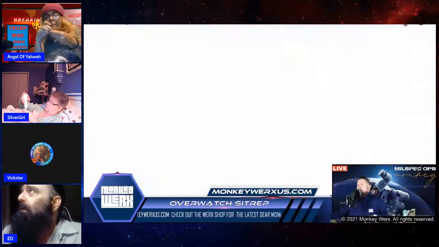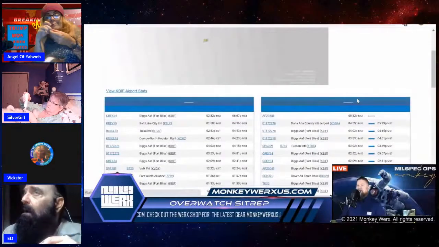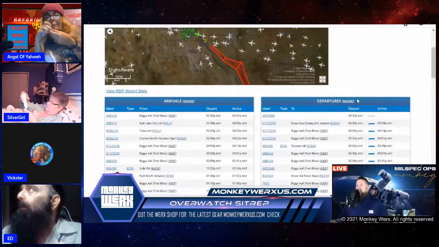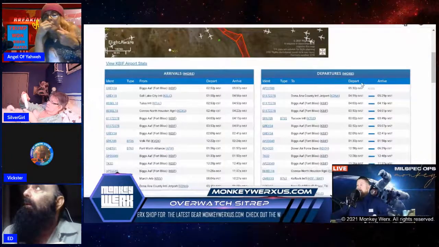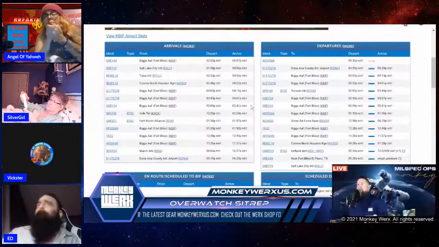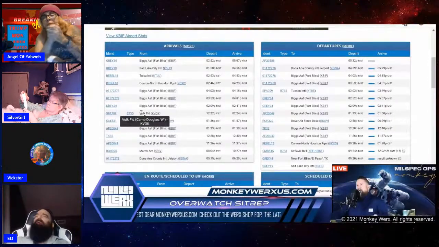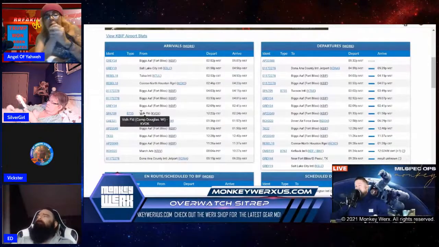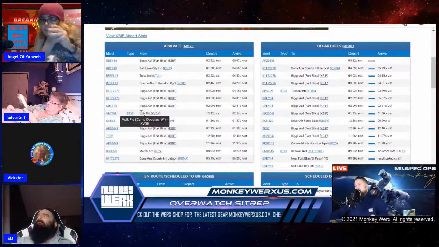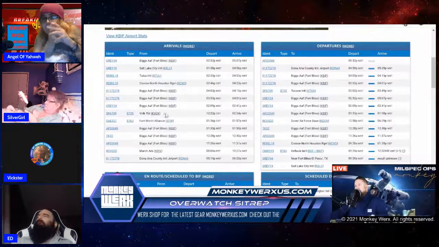Okay, now let's get into the meat of it and look at Biggs Army Airfield and see what we had arriving today and departing today. And so Volk, now this one is Camp Douglas up in Wisconsin, has been very quiet for a couple weeks now, but it looks like we're starting to see some activity, a little bit of life in there.